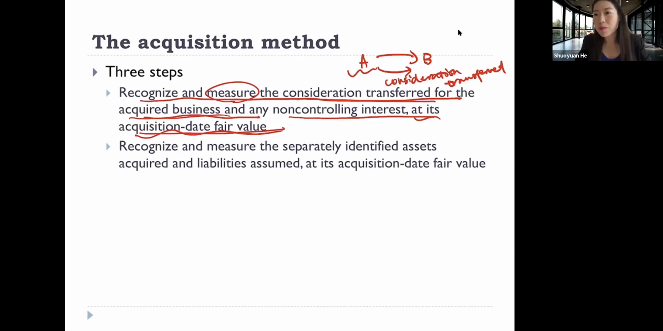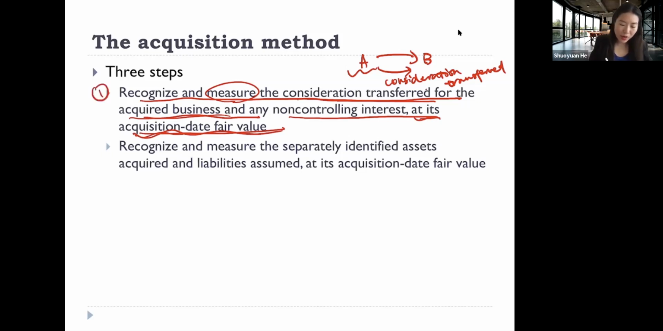It can be in the form of cash, 1 million cash. The fair value of 1 million cash is 1 million. And then it can also be in the form of stocks. If it's in the form of stock, we need to measure the acquisition date fair value of those stocks. So the first step is to measure the fair value of the consideration transferred on the acquisition date.